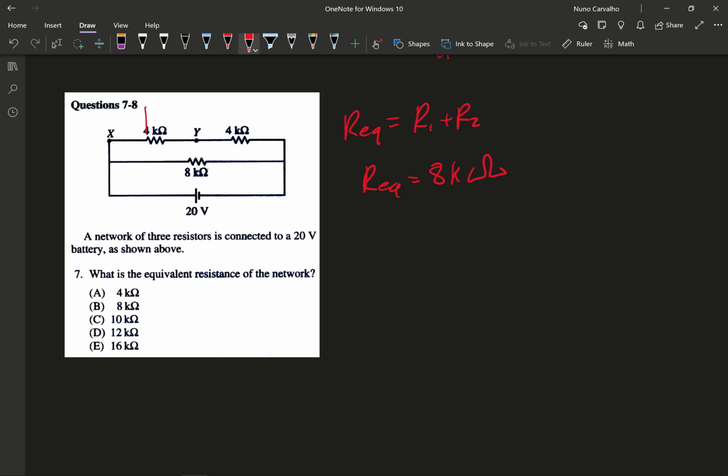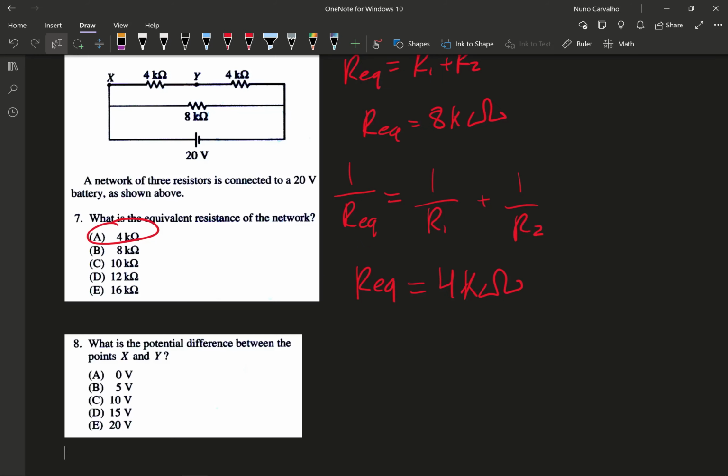And then you have two that are going to be in parallel. So keep in mind, we're thinking now about this 8K one and also this 8K one. Since they are in parallel, we think about this new formula here, which once again is going to be given in your formula sheet. Once you plug those values in, you'll get that the equivalent resistance here is going to be 4K ohms. And so the correct answer is A.